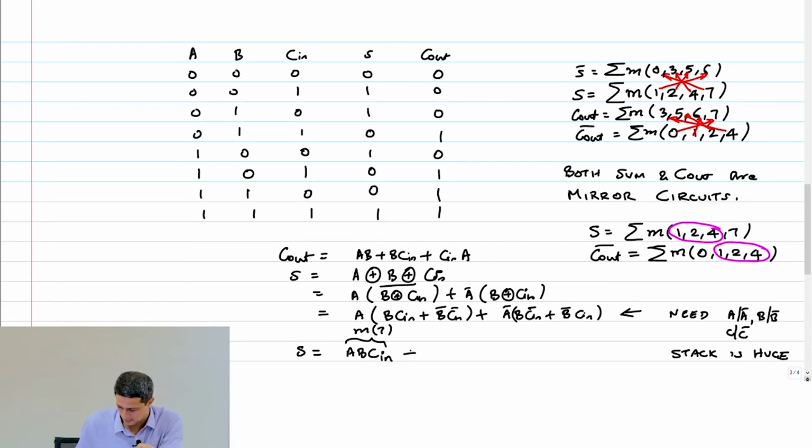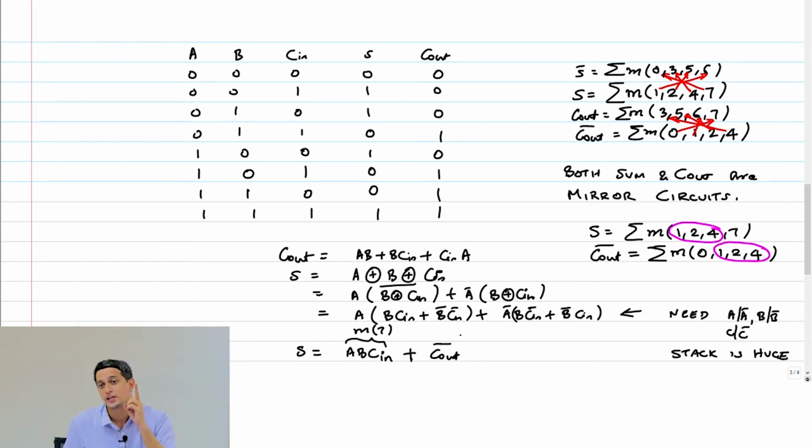Okay, plus... no, not S, C out bar. Okay, suppose I say this S is equal to A, B, C in plus C out bar. Will this expression be correct? Why? Which case is it missing?